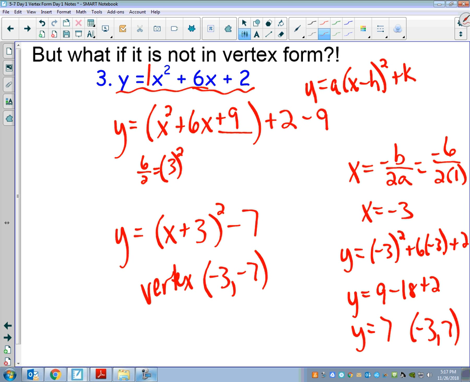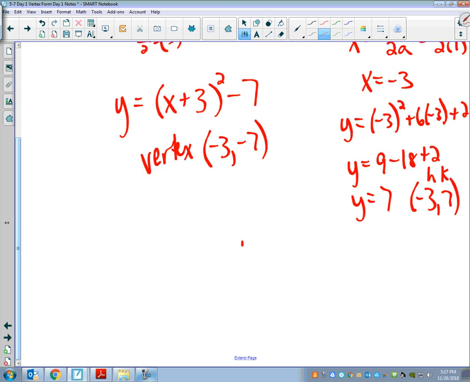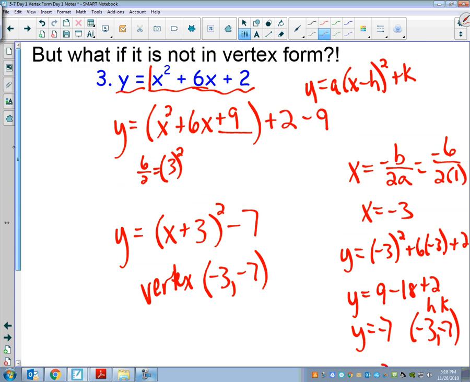But if it says put it in vertex form, you have to be able to take this h, k and put it into this form. And so you might say, well, how do I know what a is? Well, a is just whatever a is up here, right? So a is still just 1. So you can take this h, k here, and you can say y equals 1 times x minus negative 3 squared minus 7. Right? So it's the same thing to do. It's just your choice. The completing the square way is the new way. That's the old way. Lots of people struggled with that before.